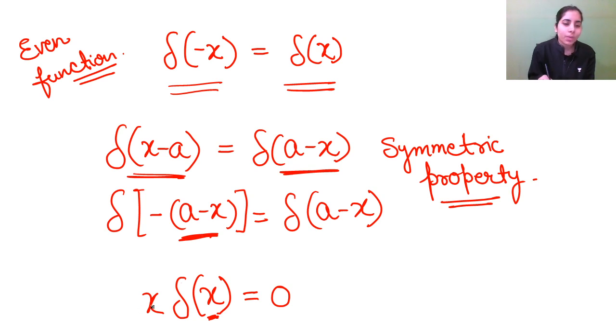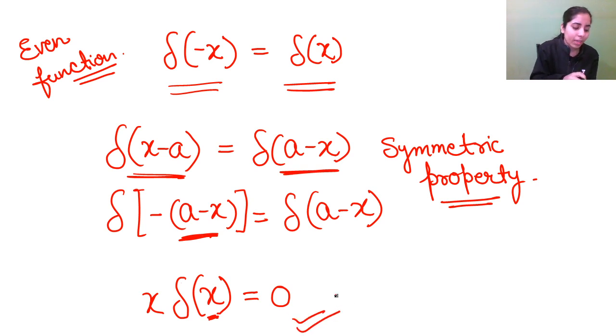Here, basically f(x) is equal to what? That is equal to x. So whenever you have x delta(x) present somewhere, you can directly say it is going to be equal to 0.